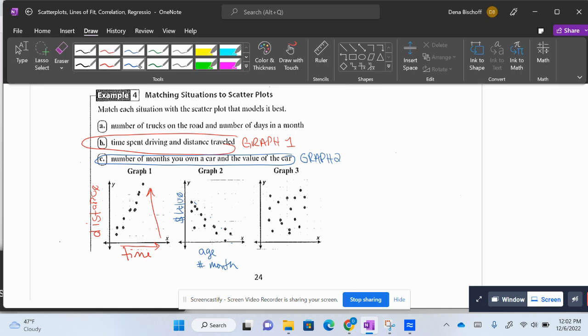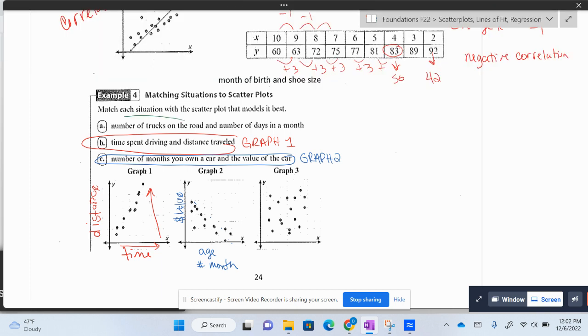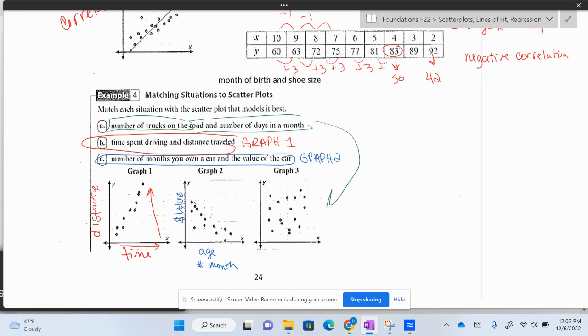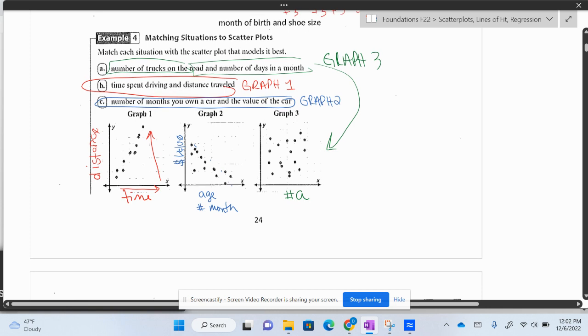Okay, this last one. So number of trucks on the road. Do the number of trucks on the road and the number of days in a month have anything to do with each other? No, they don't. So this would be letter A or graph number 3. No correlation at all. One does not affect the other. No correlation. Okay.